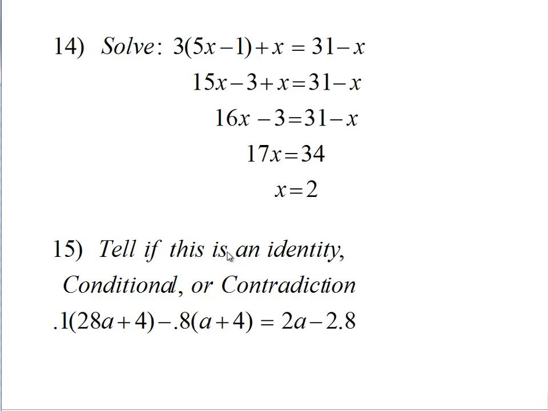Okay, telling of something as an identity. Identity just works out, and you get the same thing on both sides. Conditional is when you work it out and get x is equal to some number. Contradiction, you get two things that are not equal to each other.